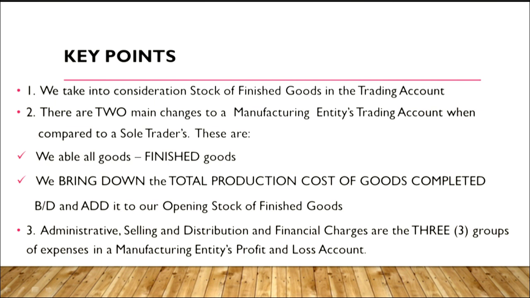Thirdly, administrative, selling, and distribution, as well as financial charges, are the 3 groups of expenses in a manufacturing entity's profit and loss account. Remember also that in order to breeze through the calculation of the manufacturer's total cost of goods sold or finished goods sold, just rally back on the mnemonic: only pretty pet cats rest on neat, comfortable, cozy cushions. We had demonstrated that before. Just write it down and make sure that you learn it.